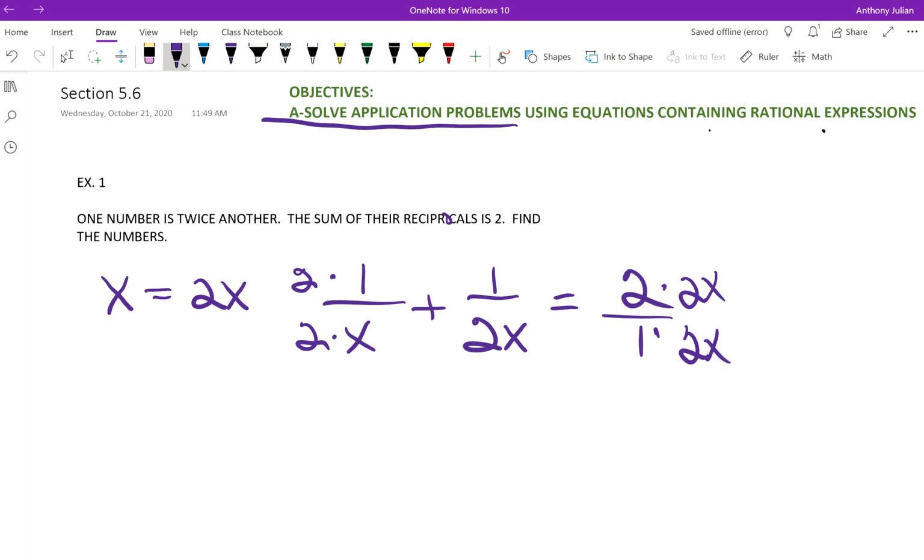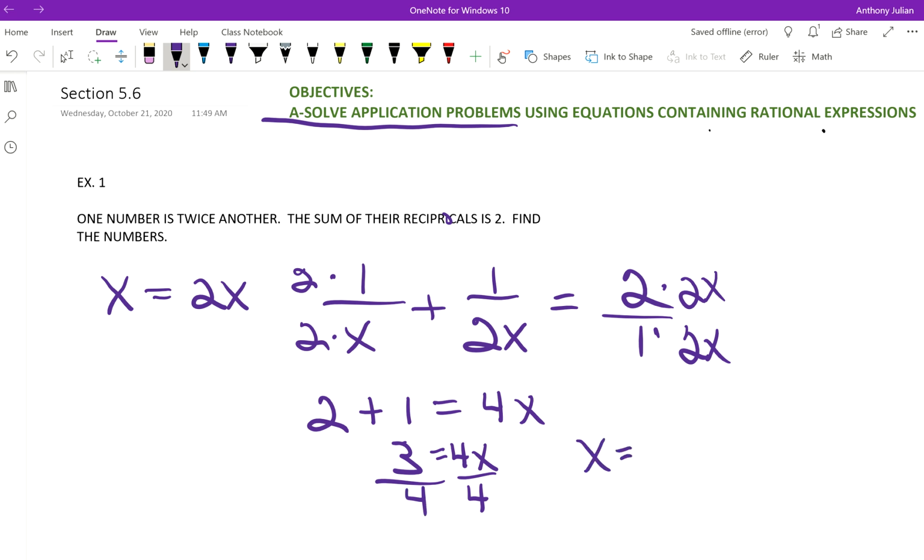So now I can concentrate on the numerators, and that's going to give me 2 times 1 is 2, plus 1, equals 2 times 2x is 4x. All right, 2 plus 1 is 3 equals 4x. Divide both sides by 4, and I see that x equals 3 over 4. And that looks like our answer for that.